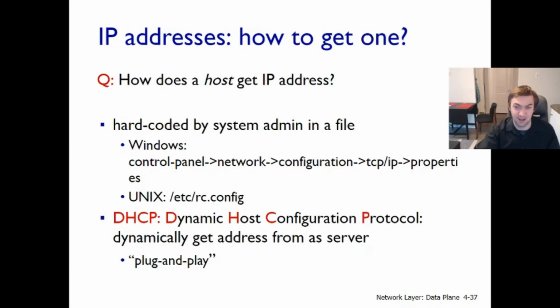Now, how do you get an IP address? How does a host actually have one? There are 2 ways you can do that. One is if it's hard-coded by the system administrator in a file, so in Windows you go Control Panel, Network Config, TCP/IP properties, or in Unix you can go to /etc/rc.config and actually set the IP address manually. Alternatively, you can use DHCP, or Dynamic Host Configuration Protocol. The way this works is that you dynamically get an address from a server. So you plug everything in, and then an address is given to you. That's the address that you use.